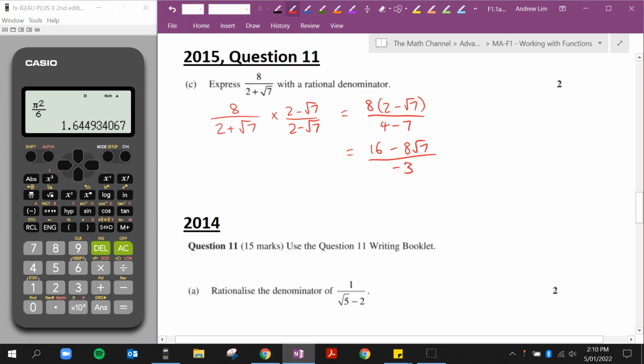Now, if you don't like having a negative in the denominator, what we could do is change the signs, or we can factorize out a negative in the numerator. So negative 16 plus 8 root 7 all over negative 3. Sorry, negative 16. Then these minus signs will cancel out, leaving me with 8 root 7 minus 16 all over positive 3. Personally, I think if you left your answer as that, you should get the full marks.